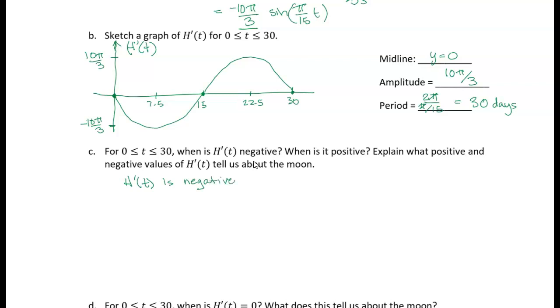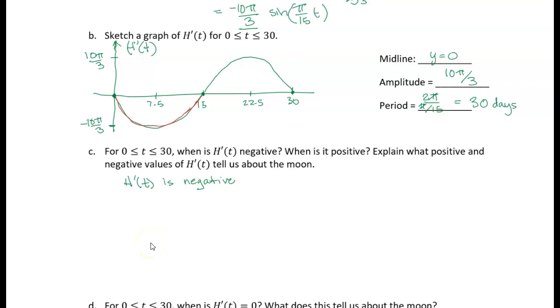Okay, so it's negative right here. Let me just mark it with red here. All right, so we're negative here. So the derivative is negative, which means it's decreasing, right? The illumination is decreasing because the h function was the illumination of the moon, and the derivative tells us how that illumination is changing.